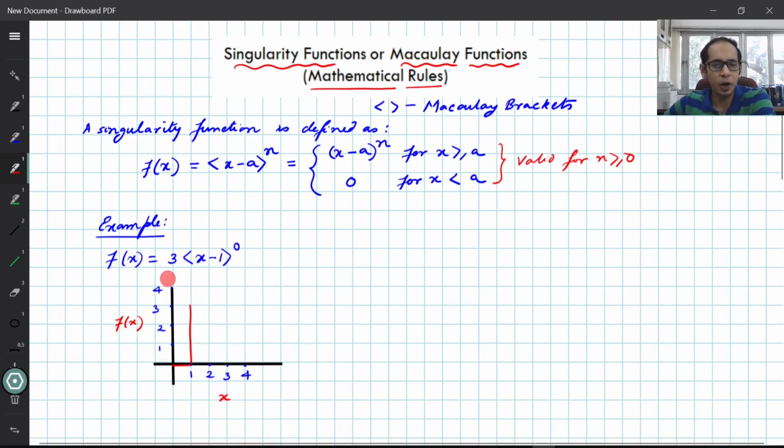Now beyond 1, when x becomes greater than 1, for example when x equals 2, this is still valid. 2 minus 1 is 1, but it is always raised to 0, so that entire quantity becomes equal to 1. So essentially for any point x which is more than 1, the value of the singularity function, or the Macaulay function, stays constant at 3. Let's look at another example.